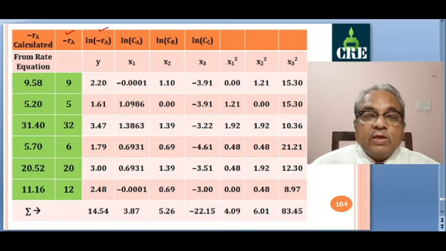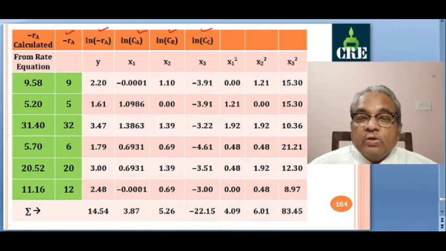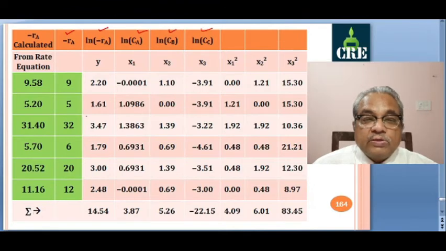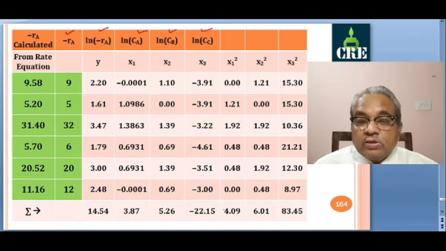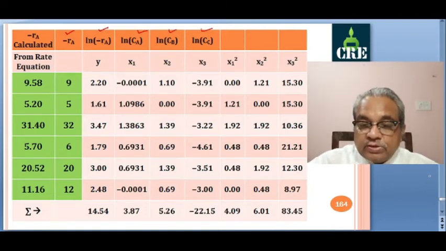So ln of minus Ra is obtained from this. We have Ca, Cb, Cc, so ln of all these values are obtained here. And then ln of minus Ra is y, and ln of Ca, Cb, Cc is x1, x2, x3 respectively. Then we obtain these x1 square, x2 square, x3 square. For all these values we have obtained this, and then obtained the summation. So in the last row, summation sigma y, sigma x1, sigma x2, sigma x3, sigma x1 square, sigma x2 square, and sigma x3 square.